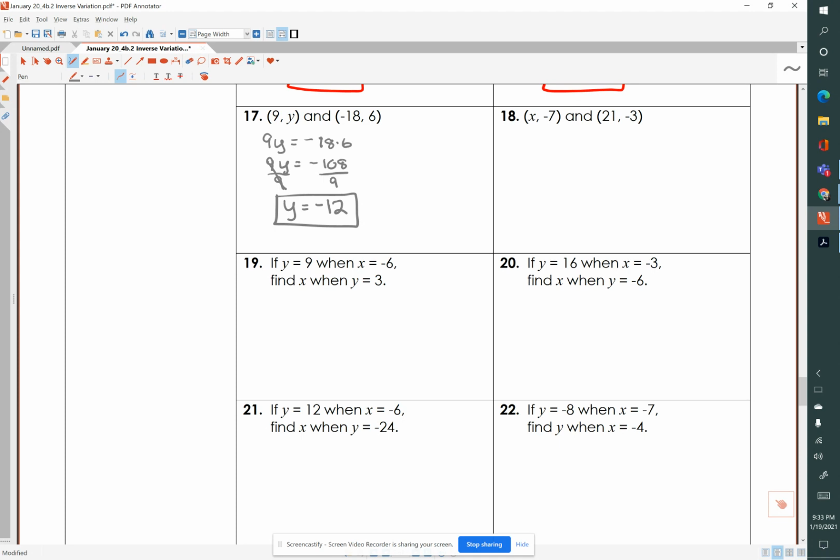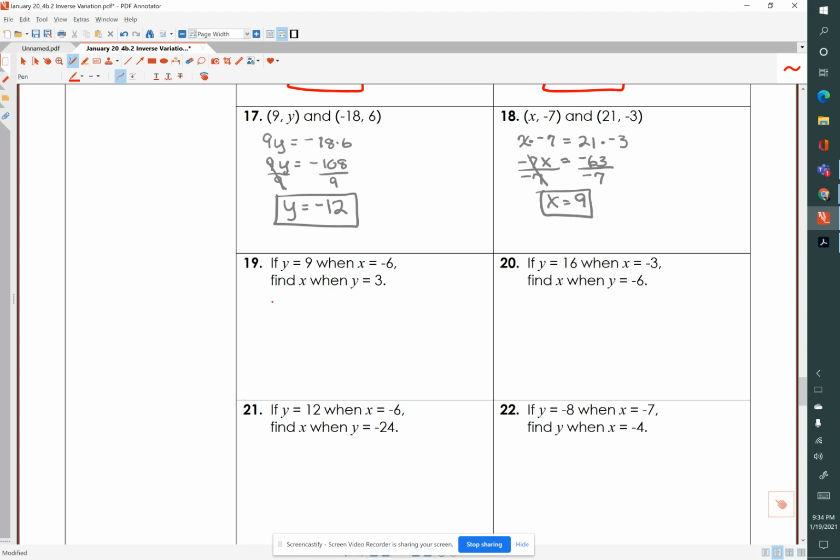Number 18, we have x times negative 7 equals 21 times negative 3. So that would be negative 7x. We usually write the coefficient before the variable, equals negative 63. We'll divide both sides by negative 7, and x equals 9, because negative 63 divided by negative 7 equals a positive 9.